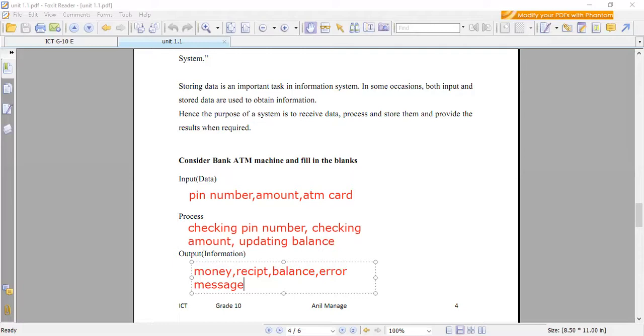So when you take an ATM machine, that is a system. Why are we telling it's a system? Because it has all this input, process and output. Because we are having input, process and output, we can tell it's a system. Okay, then we'll move further.